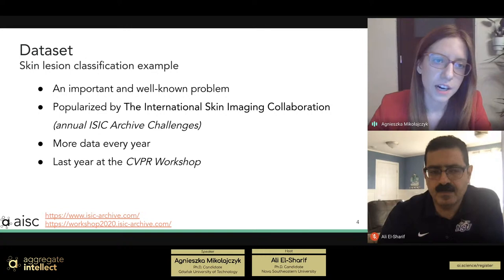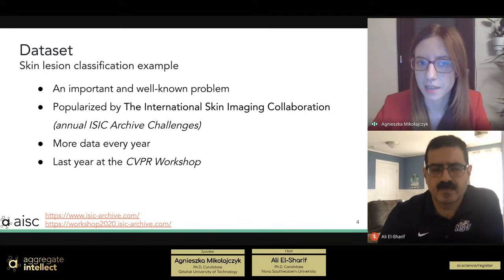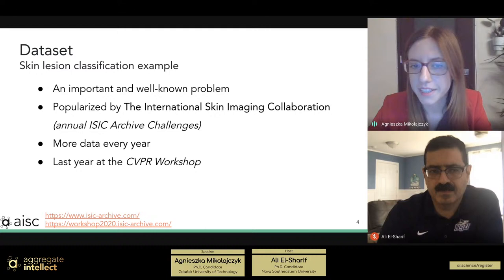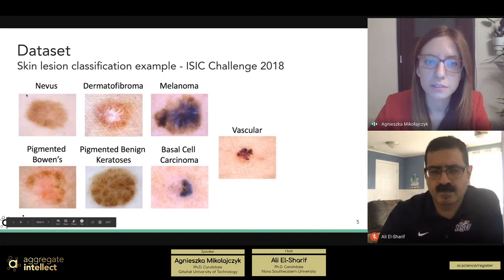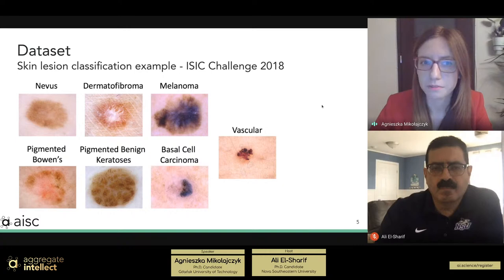Our experiments were presented on the dataset of skin lesion classification example. This is a very important and also a well-known problem. It was highly popularized by the International Skin Imaging Collaboration, called ISIC Archive. They hold annual challenges where people can try to classify skin lesions into benign and malignant, but also in other categories. They gather more data every year, and even last year they presented their challenge at the CVPR workshop. One of the example challenges was to classify into nevus, dermatofibroma, and five different types of skin lesions. Those are available in every year's ISIC challenges.